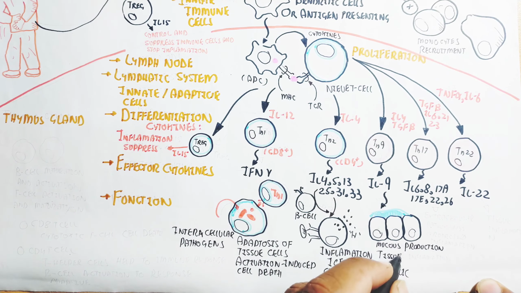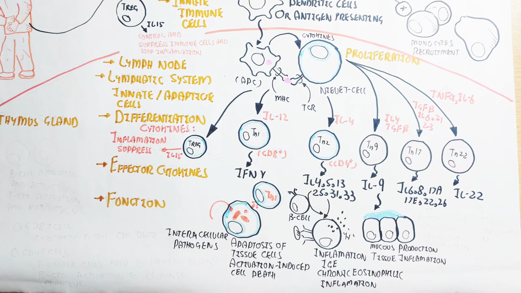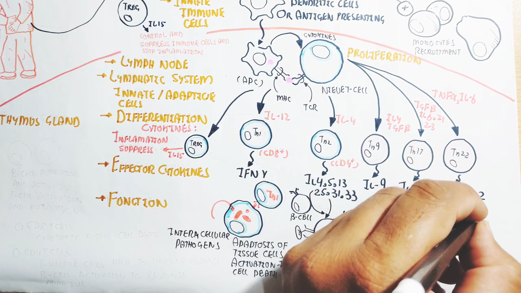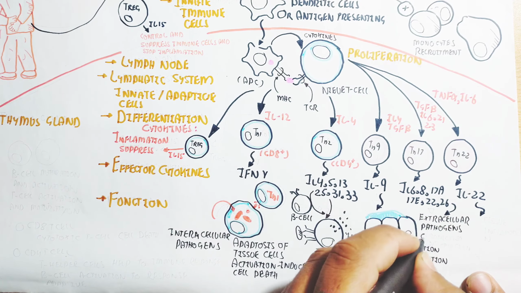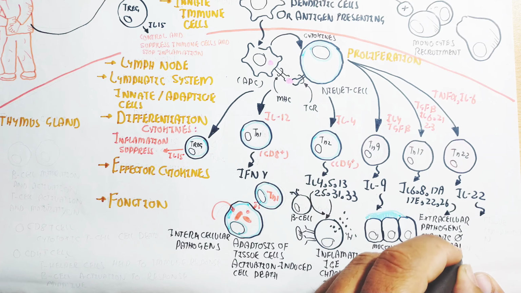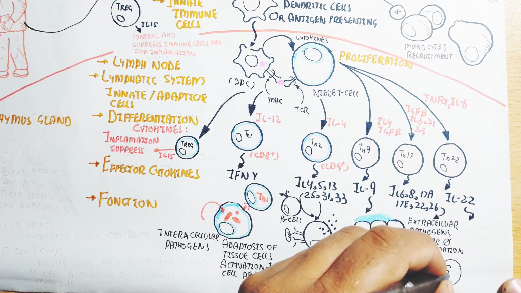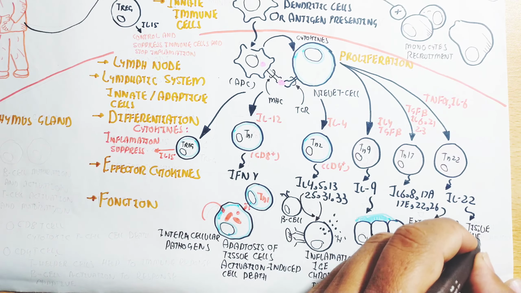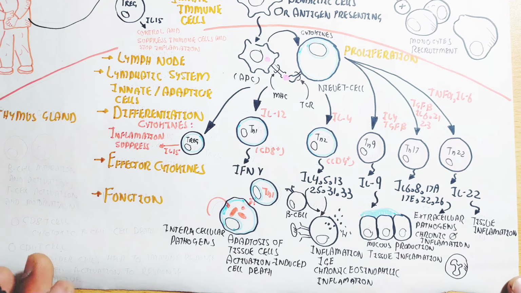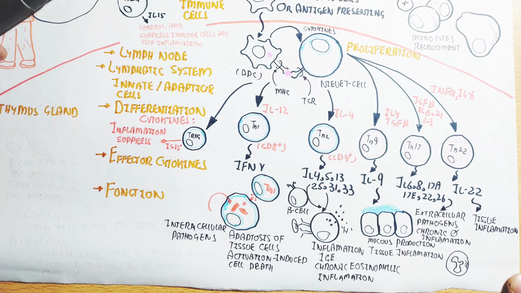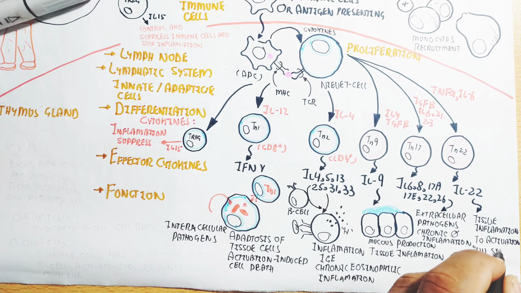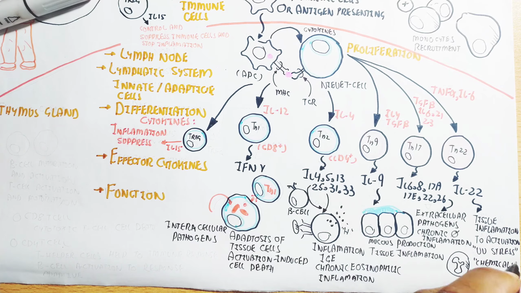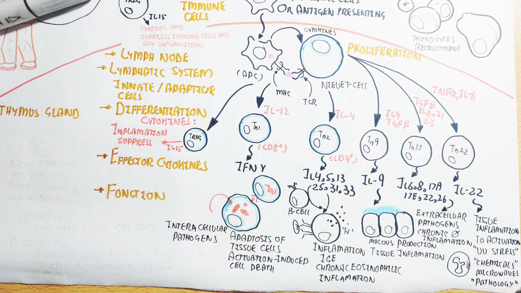On the other hand, interleukin 9 is important for mucus production and tissue inflammation. The T helper 17 is very important for extracellular pathogens, chronic neutrophil inflammation and macrophage recruitment. So, the neutrophilic inflammation. On the other hand, interleukin 22 is important for tissue inflammation and activation due to UV stress, chemicals, microwaves, and the pathological effect of tissue inflammation.